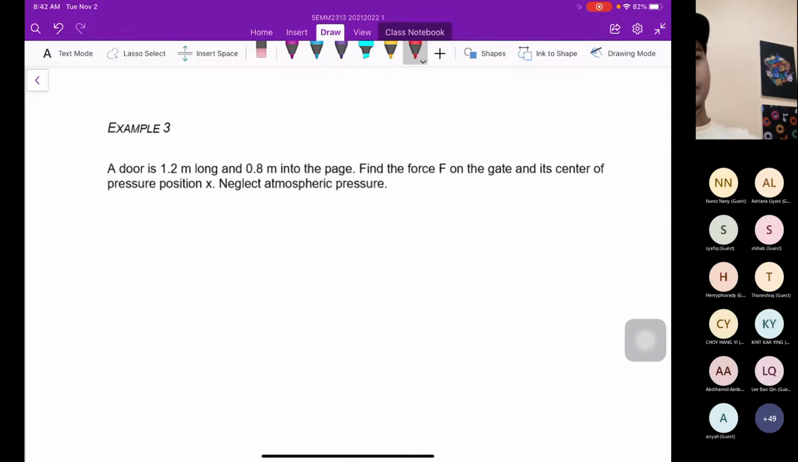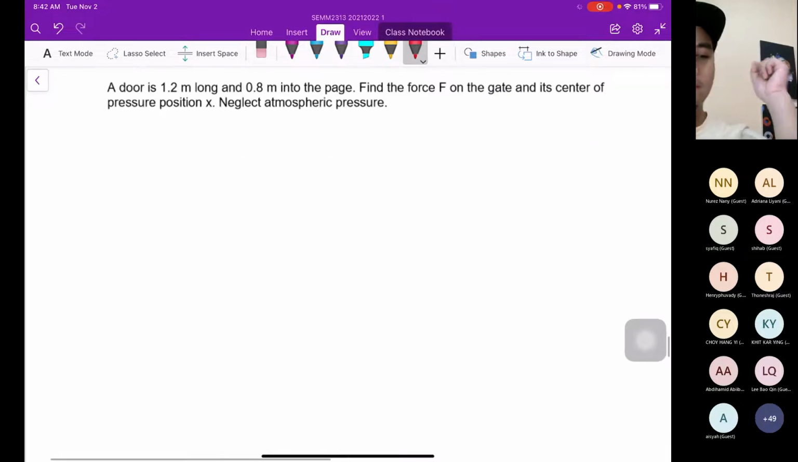Okay, for this part, I want to show you basically what we have learned on measuring the resultant forces and the coordinate. So let's apply our theory to the real life application. Please read: a door is 1.2 meter long and 0.8 meter into the page. Find the force F on the gate and its center of pressure, position X. Neglect atmospheric pressure.